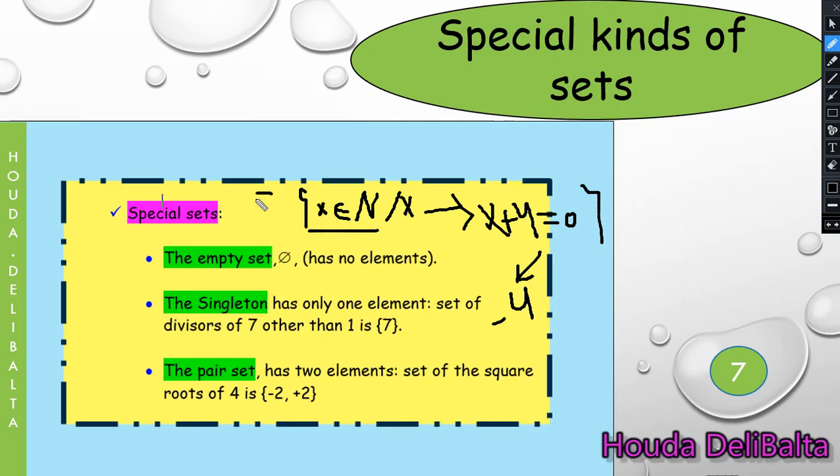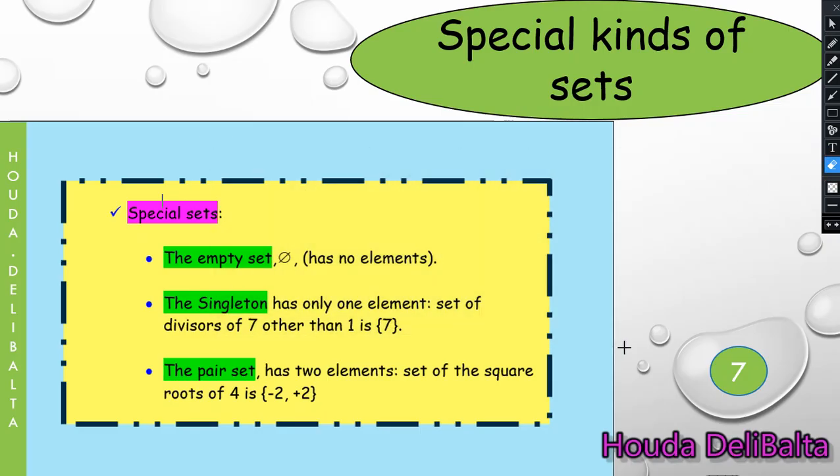For example, let's call this set E. Then here I say that since this equation has no solution in N, then E is an empty set because the solution is rejected. It's not a natural number. So we say that this set E is an empty set.